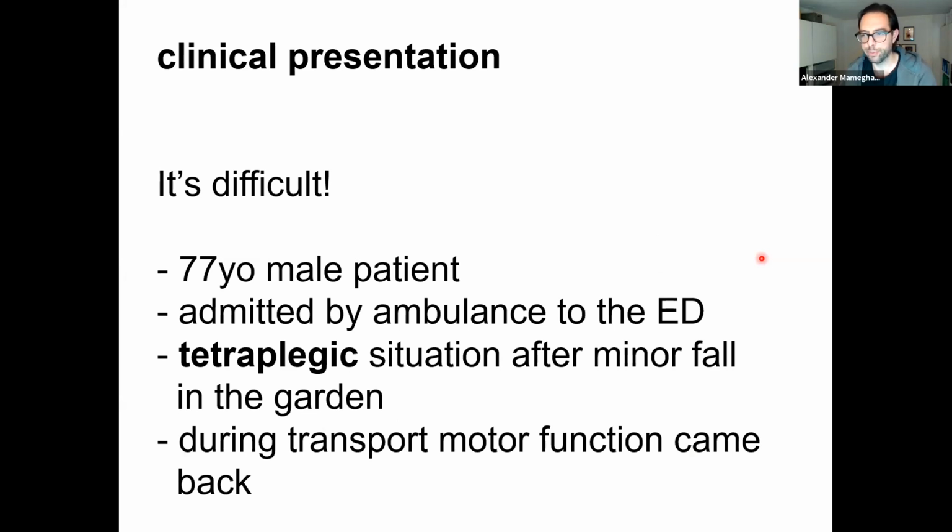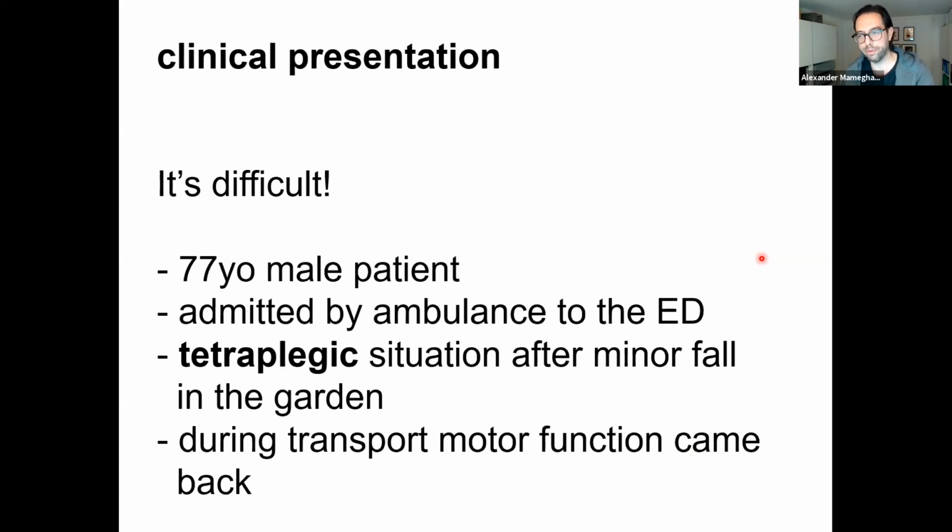The clinical presentation was very difficult for all of us. There was a 77-year-old male patient. He was a widower. He had two kids, and he was working in the garden. Then he fell, and he couldn't move any limb. Arms, legs, everything was plegic. He was tetraplegic. He was able to shout. The neighbors helped him and they called the ambulance, and the patient was transferred to the emergency department.